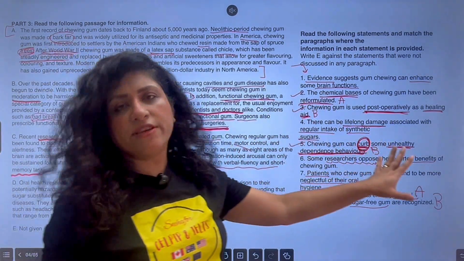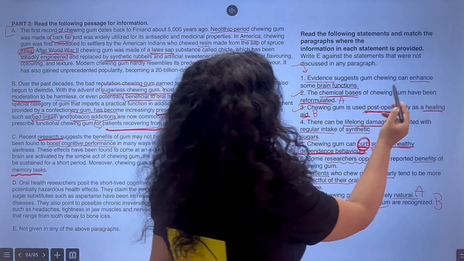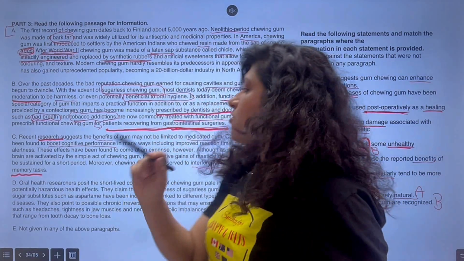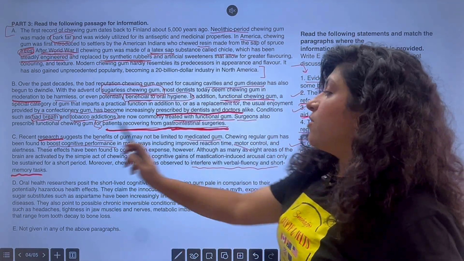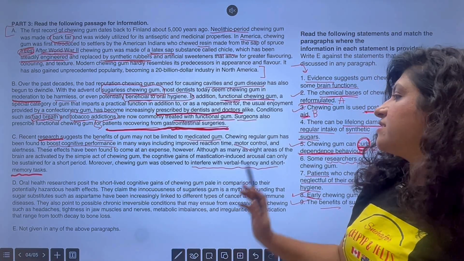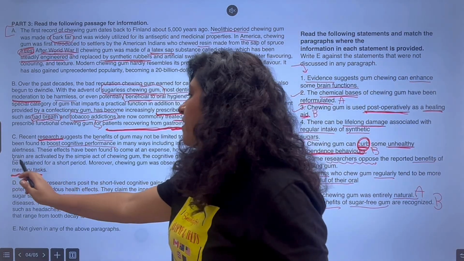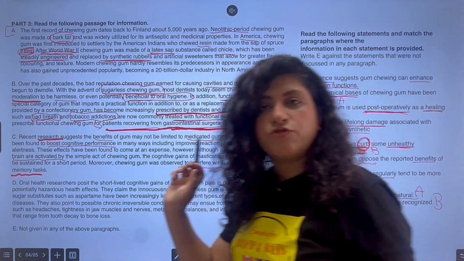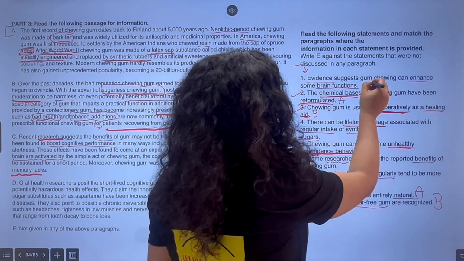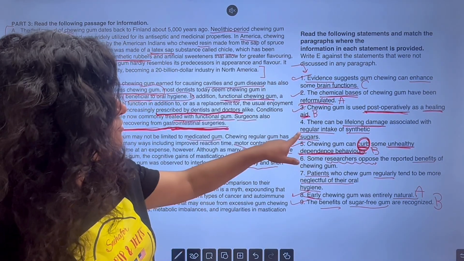So, again we come to the rest of the questions, starting from question 1. Evidence suggests gum chewing can enhance some brain functions. Yes, it talks about brain functions if you remember. Cognitive performance, boost to cognitive performance. 8 areas of brain are activated by the simple act of chewing gum. So yes, chewing gum boosts brain function. So this would be C. We are done with this as well. Now we are left with 4th.